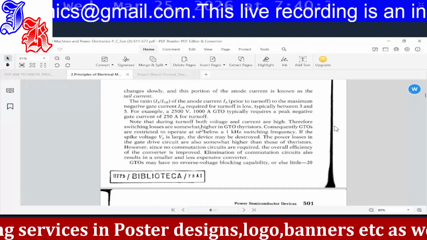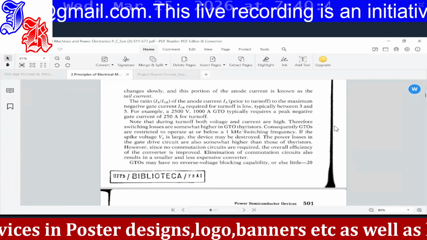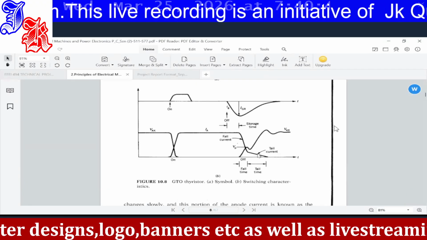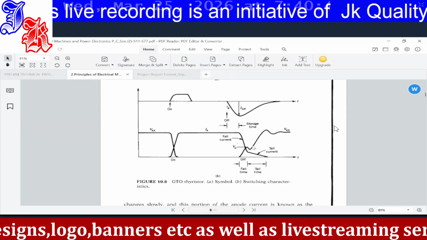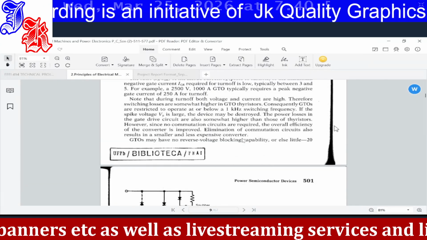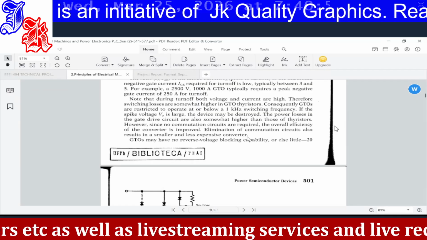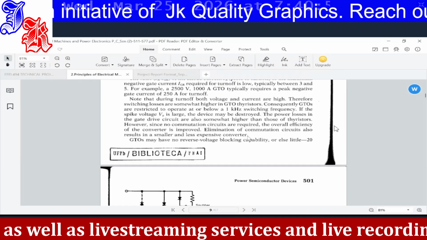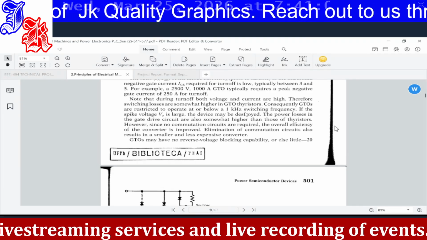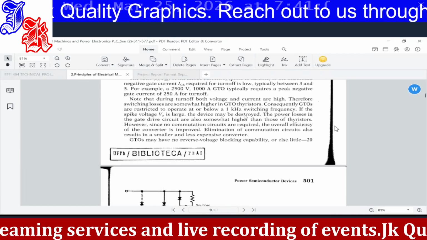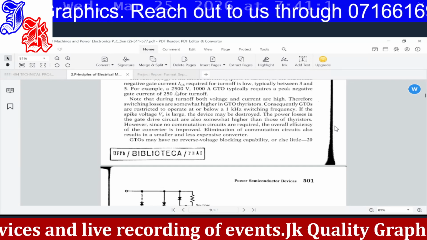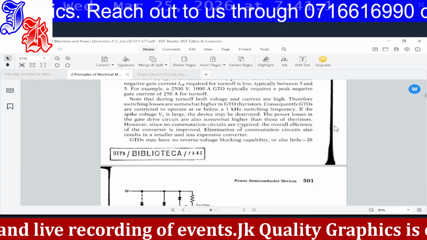So note that during turn off, both the voltage and current are quite high. During this off period, we still have a good amount of current and also a good amount of voltage. They are high, and so we can say the losses of a GTO are quite high. So that is one of the disadvantages when you compare it with the thyristor. And so mostly its application is for systems that are below 1 kilohertz, because if we put it in high frequency systems, we will have high losses within the system.